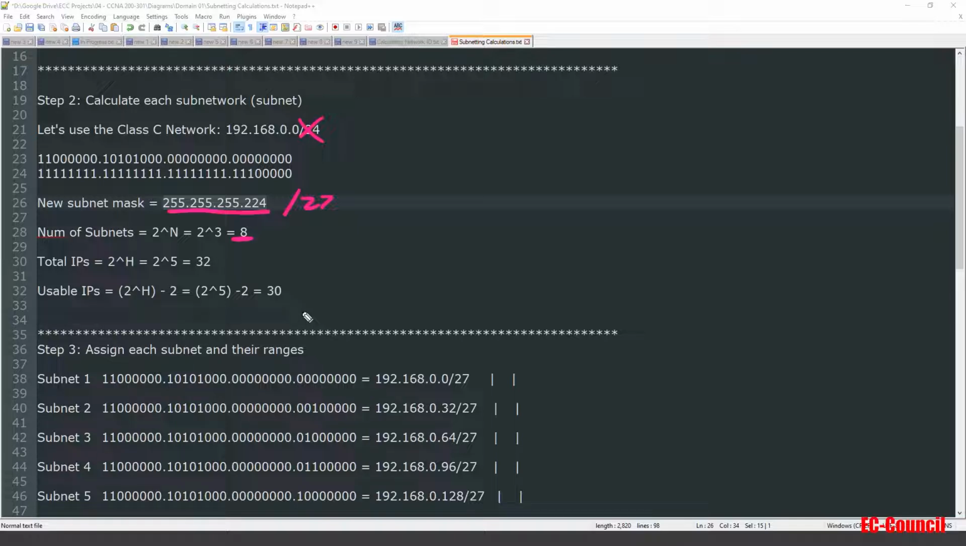Now the third step is where we actually have to create the subnets. So what we'll be doing is, since this portion here between these 2 lines is the bits that we will be changing in the actual network ID, we have to write all the different possibilities of these 3 bits. So let's take a look at step 3 next.